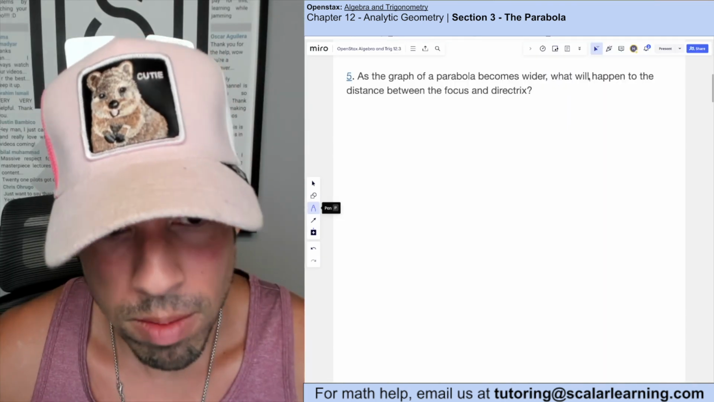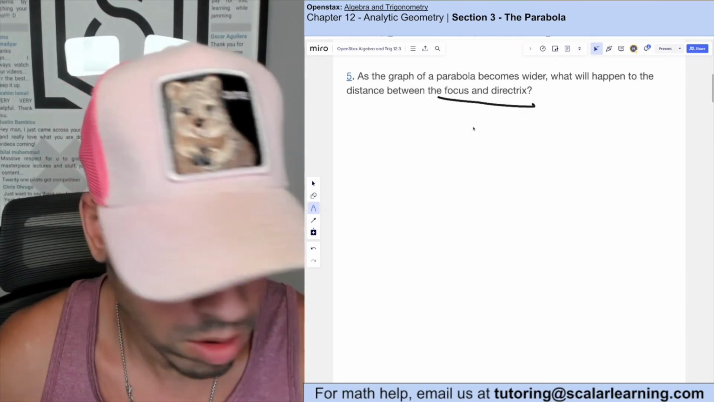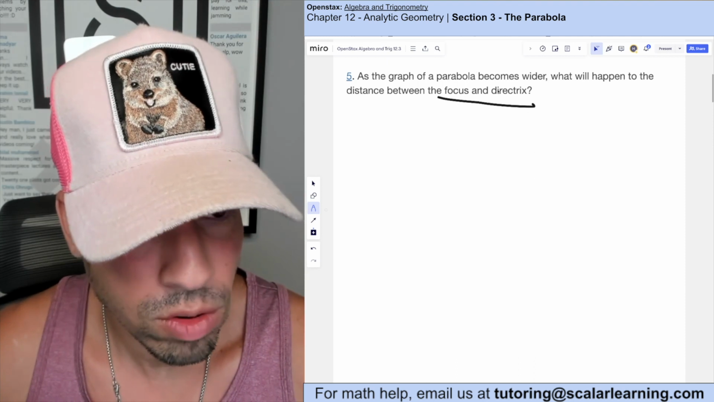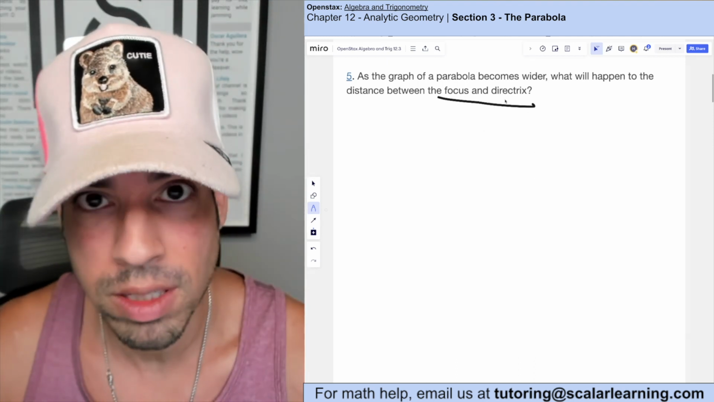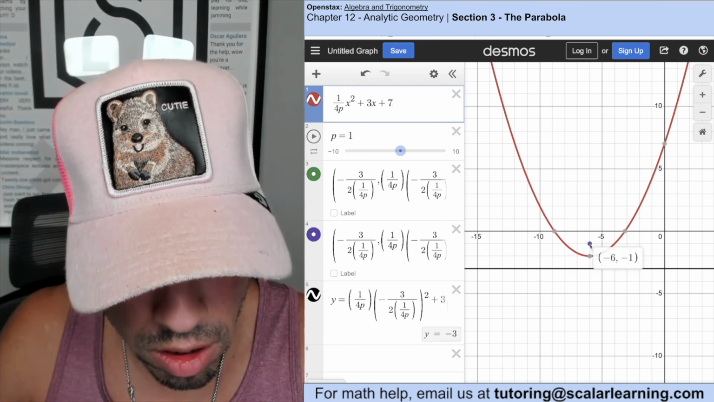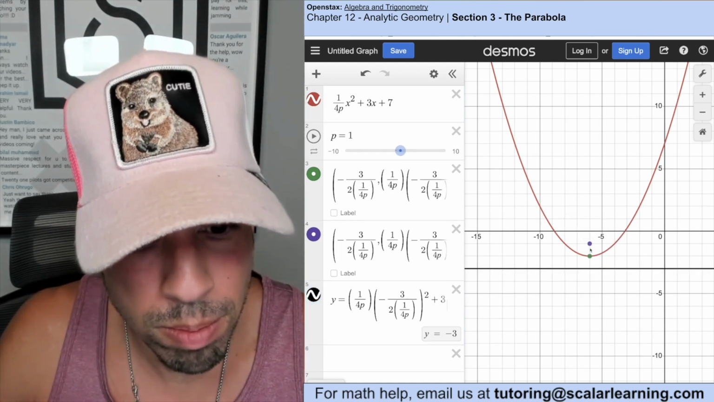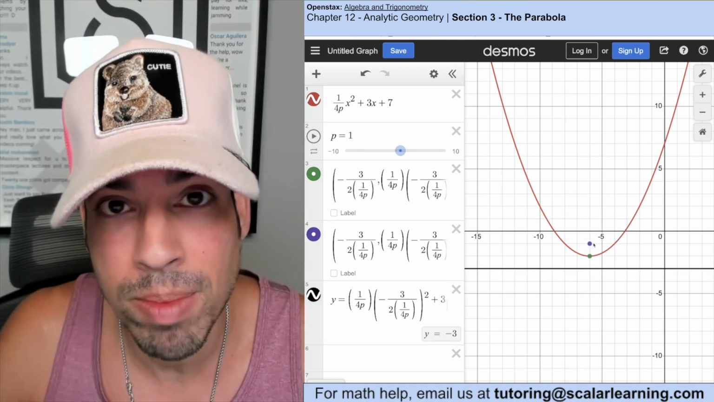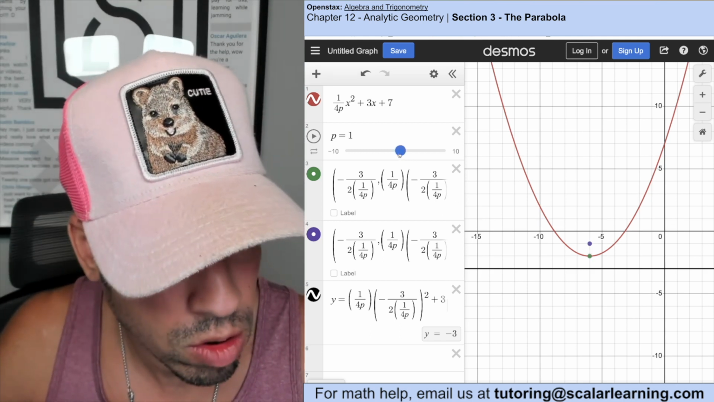Done. As the graph of a parabola becomes wider, what will happen to the distance between the focus and the directrix? As this gets wider, the distance between these two is going to increase. I'm going to show you an example in Desmos. I created a parabola, and what you can see here is the focus and the directrix. We can play around with it to see what's going to happen as this gets wider, and where the directrix and the focus go relative to each other.